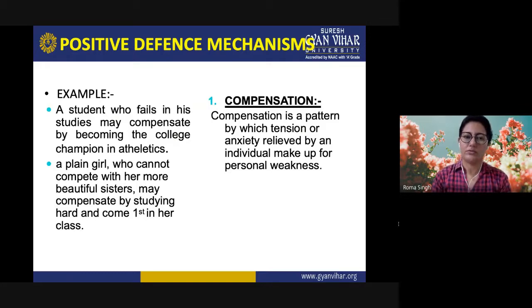Like a student who fails in his studies may compensate by becoming the college champion in athletics. So this is his weakness, that he is not good at studies.